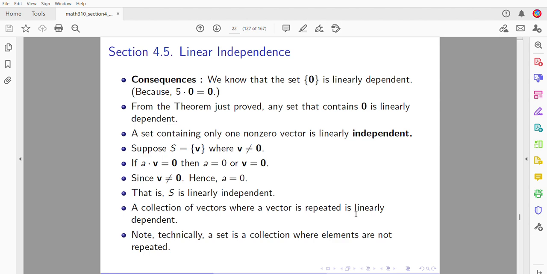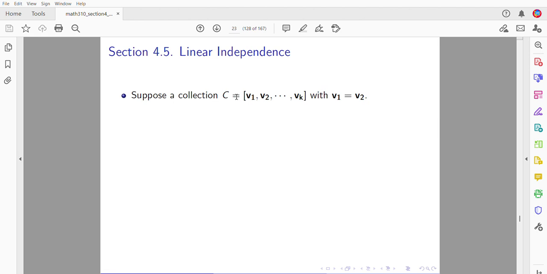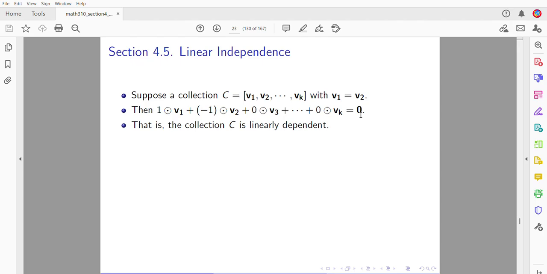Why? Suppose you have a collection V1 through Vk. Notice I've used brackets instead of braces. Suppose you have a collection V1 through Vk where the first two vectors are equal. Then 1 times the first vector plus -1 times the second vector and 0 everywhere else, that is 1 V1, -1 V1, since V1 and V2 are equal, will get you the 0 vector. So you found a linear combination with some non-zero coefficients resulting in the 0 vector. That is, the collection is linearly dependent.